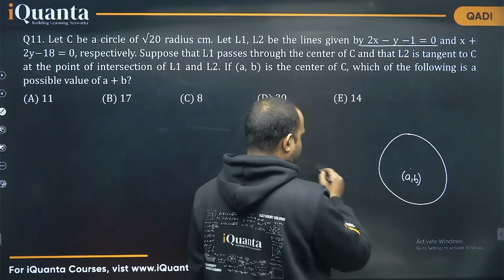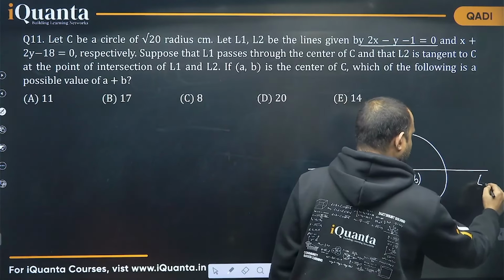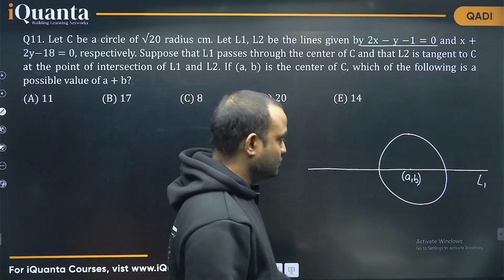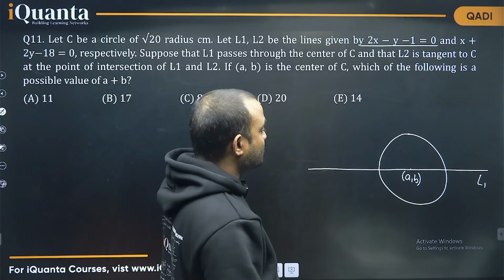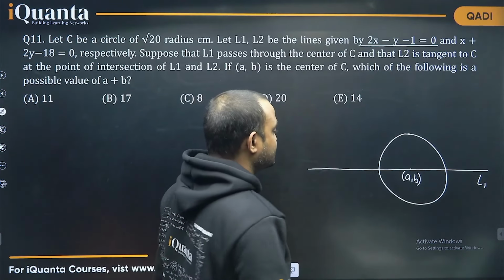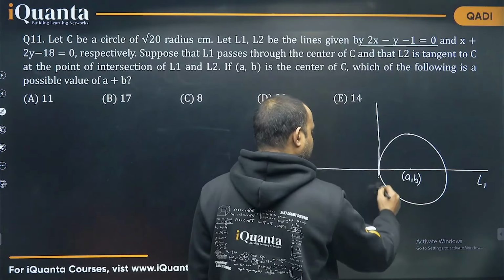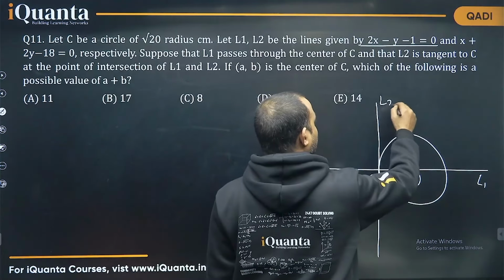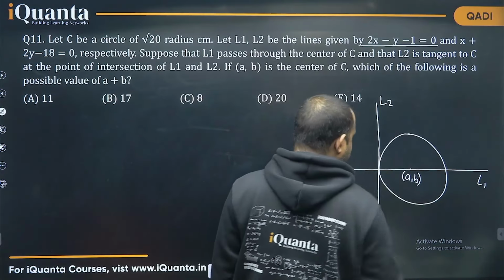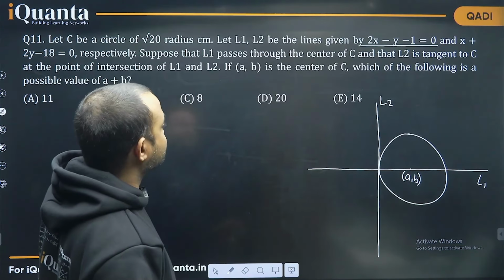Line L1 passes through this circle C. This is L1. Line L2 is tangent to this circle C at the point of intersection of these two lines. This is line L2. Okay, so this is the intersection point. Okay, and now it says AB is the center.